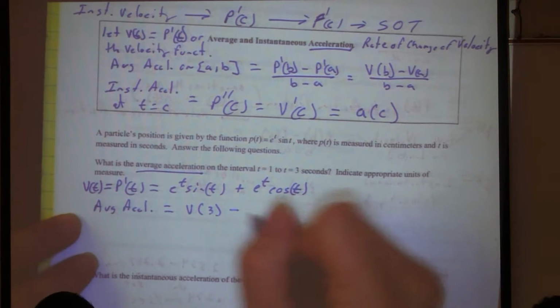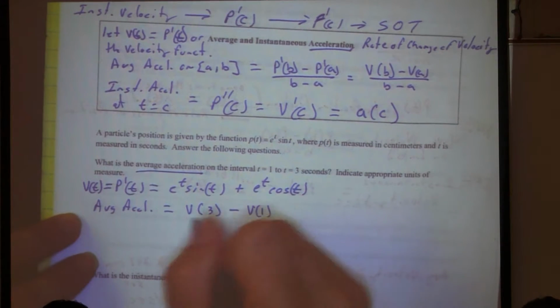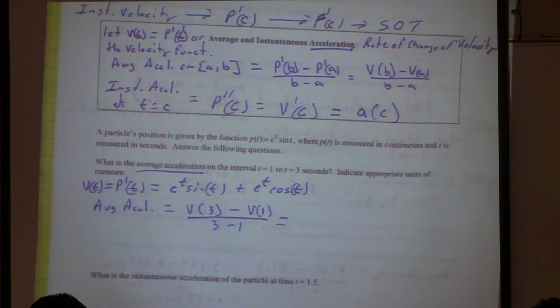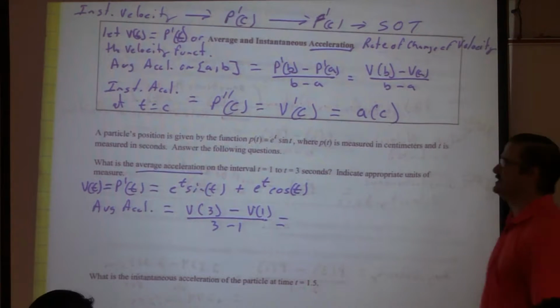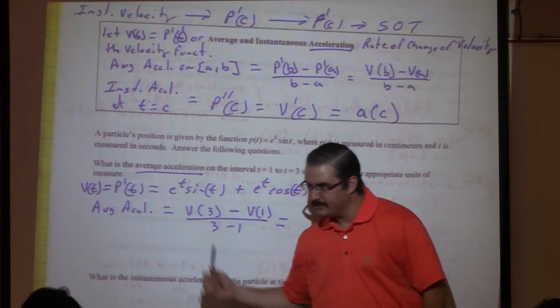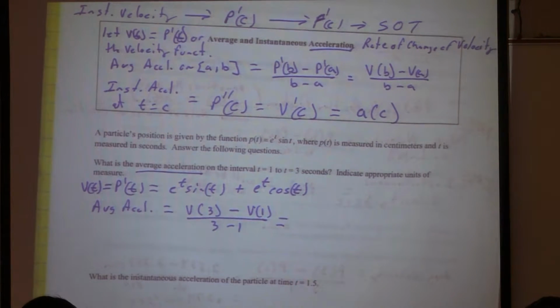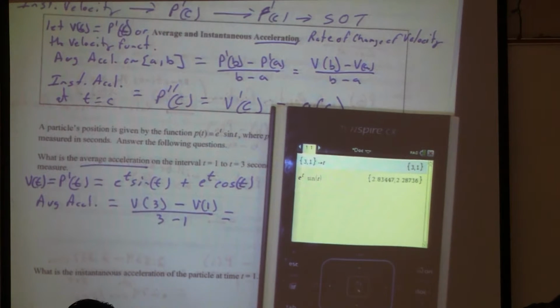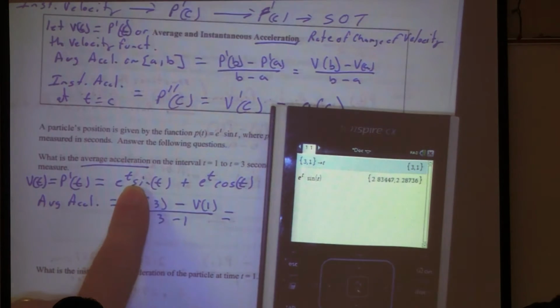V of 3 minus V of 1, over 3 minus 1. So now I need to evaluate 3 and 1 not in the position function but in the velocity function, right? Can we do that? Do we already have the 3 and the 1 stored? Yes? So all we really need to do is type in this equation, right?